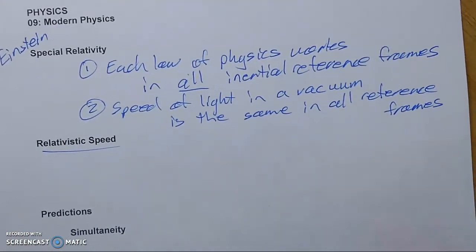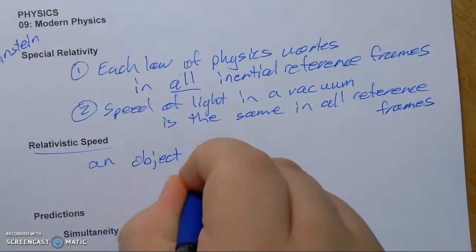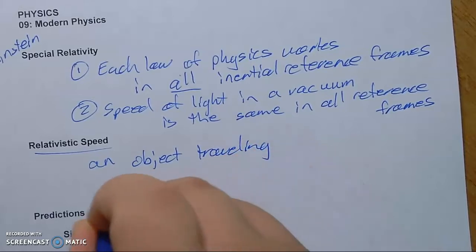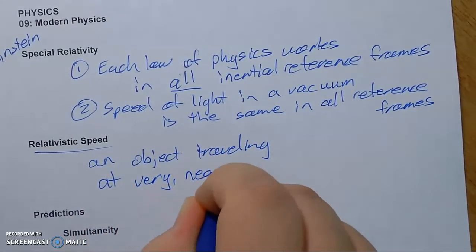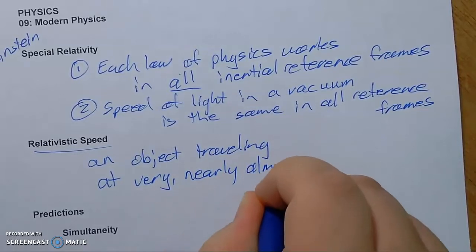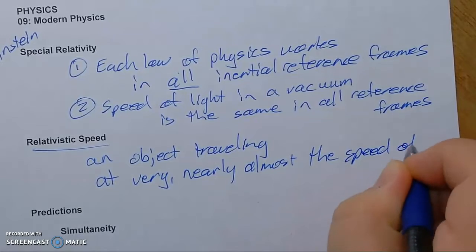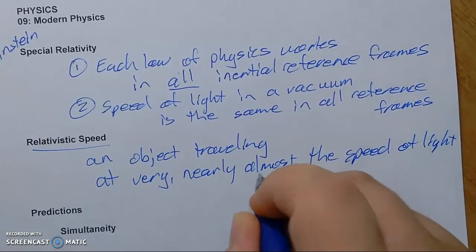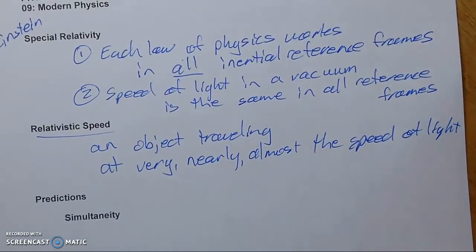Relativistic speed. This is a vocabulary word. Relativistic speed refers to an object traveling at very nearly almost the speed of light. Very nearly almost comes from Charlie, who is so cool, like on YouTube. That's a phrase he uses when he talks about things traveling at nearly almost the speed of light.